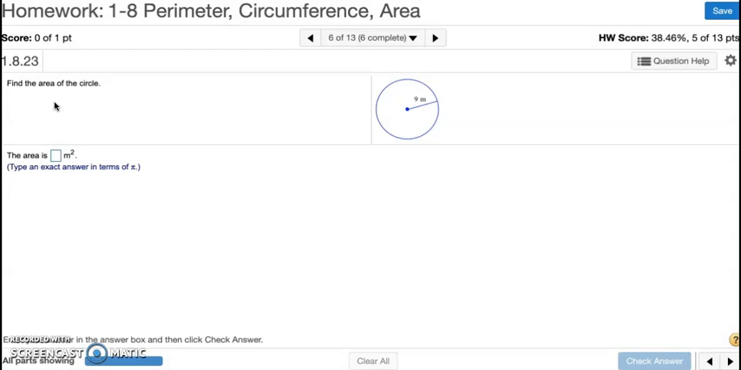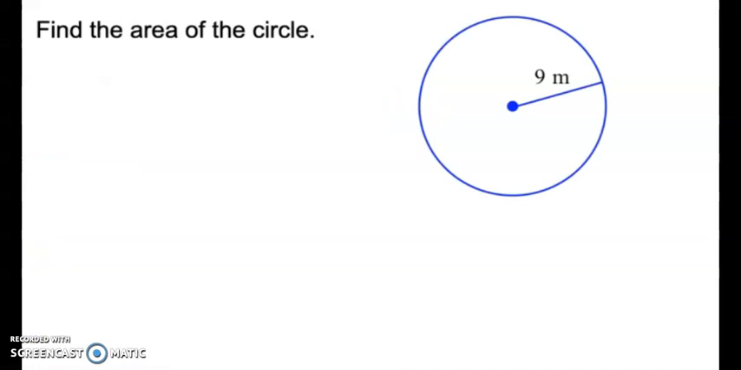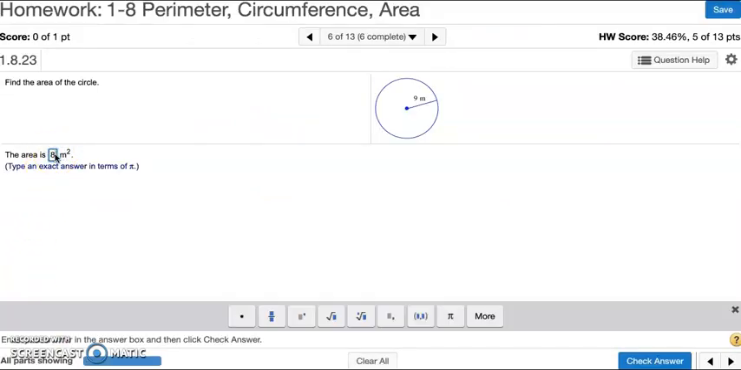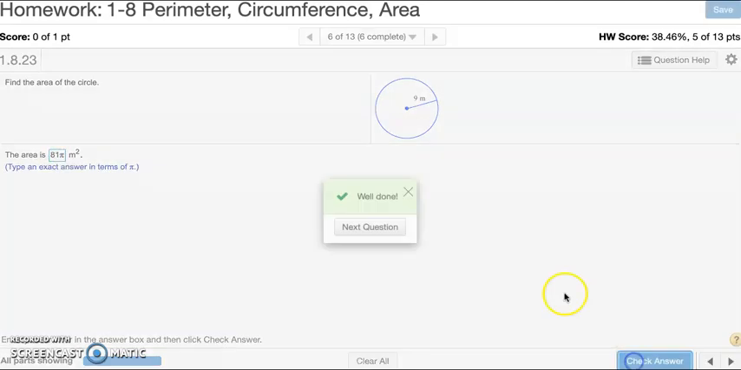Number 6 says to find the area of the circle. So let's do that. The formula for the area of a circle is A equals pi r squared, r being the radius. Our radius is 9, so 9 squared times pi would be 81 pi. Remember, it wants our answer in terms of pi, so we leave it with pi. So we type that in. So we type in 81 pi, and that's the answer for number 6.